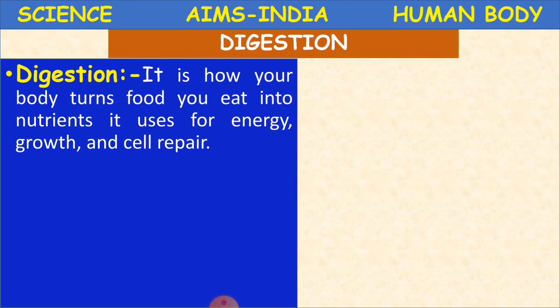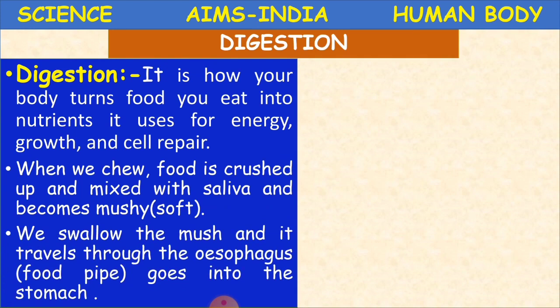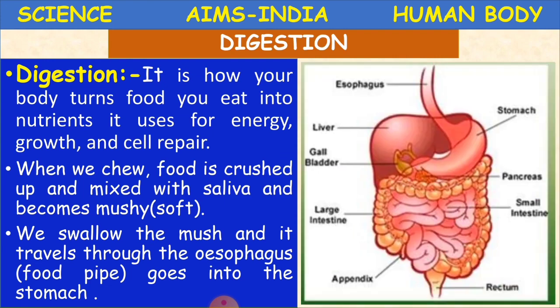Now it is about digestion. We took food, we had our food, and how is it going to get digested? So we learn something about digestion now. It is how your body turns food you eat into nutrients it uses for energy, growth, and cell repair. So we have food, and that food must be converted into nutrients. And those nutrients must help us for our energy, growth, and cell repair.